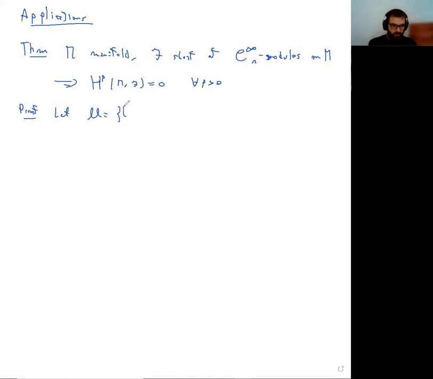So we start with a locally finite cover such that every open set is compactly contained in M. So this double inclusion means compactly contained, meaning that the closure is compact. And we take rho alpha to be an associated partition of unity.